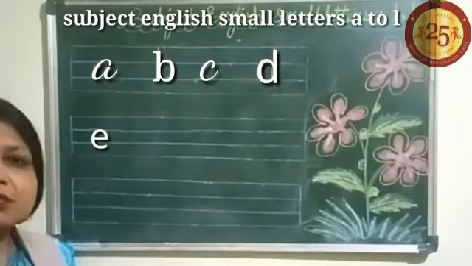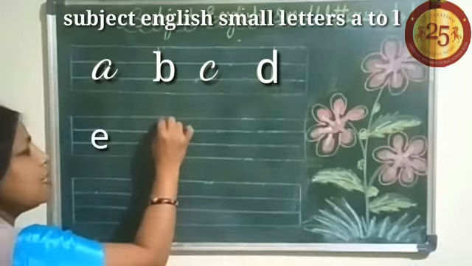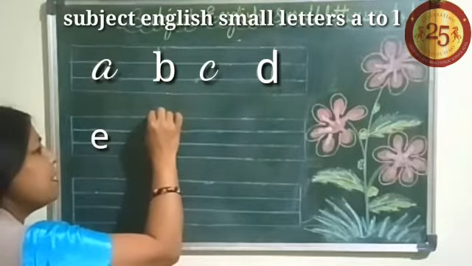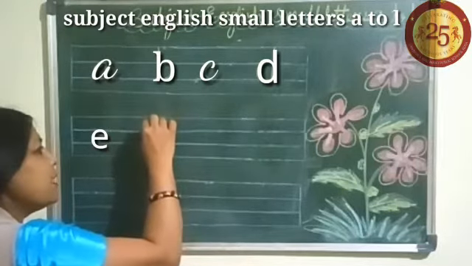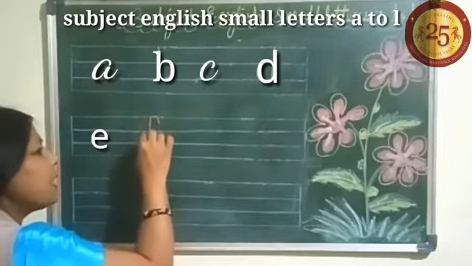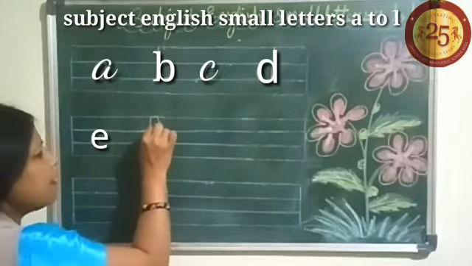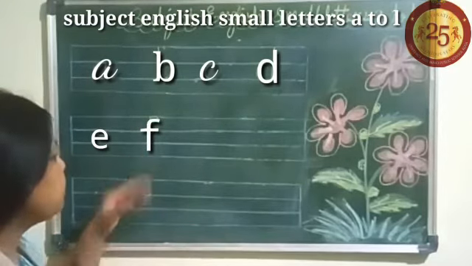Here we will write small letter F. For it, put your pencil here. Make a curve. Slightly turn it, make a small curve and come down with the standing line. Touch the blue line like this and draw a sleeping line here. This is small letter F.